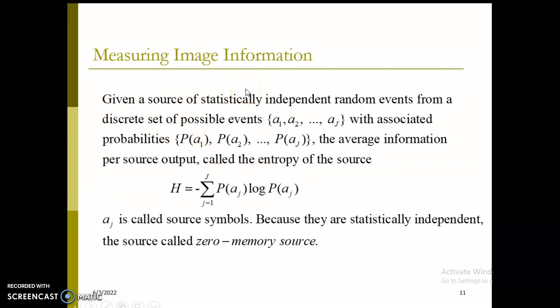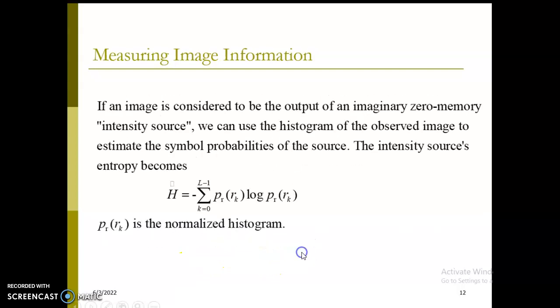Measuring image information. Given a source of statistically independent random events from a discrete set of possible events A1, A2 up to AJ with the associated probabilities P of A1, P of A2 up to P of AJ, the average information per source output, called the entropy of the source, is H equal to minus summation over j equal to 1 to J P of a_j log P of a_j. The a_j are called the source symbols because they are statistically independent. The source is called a zero memory source.